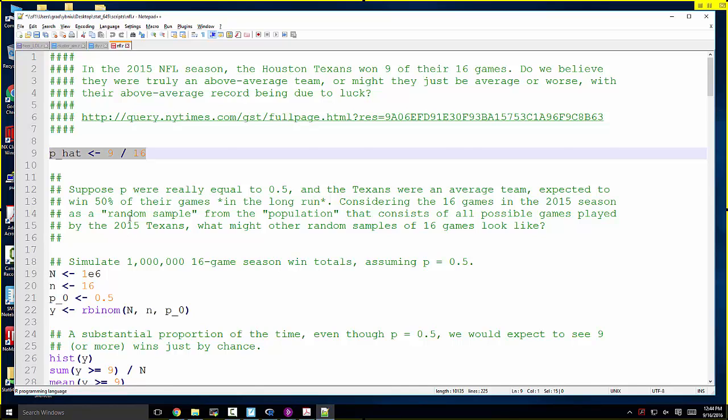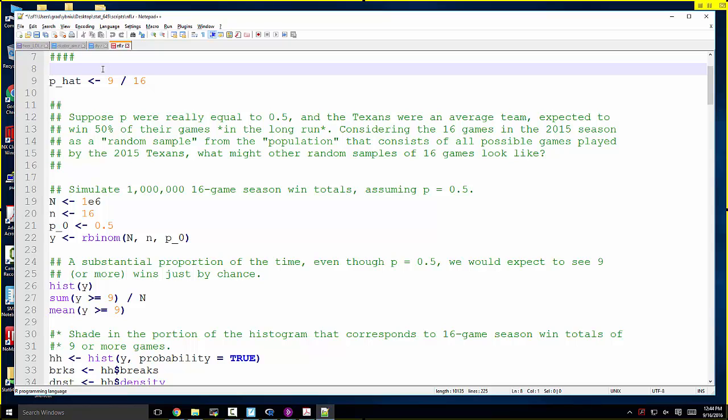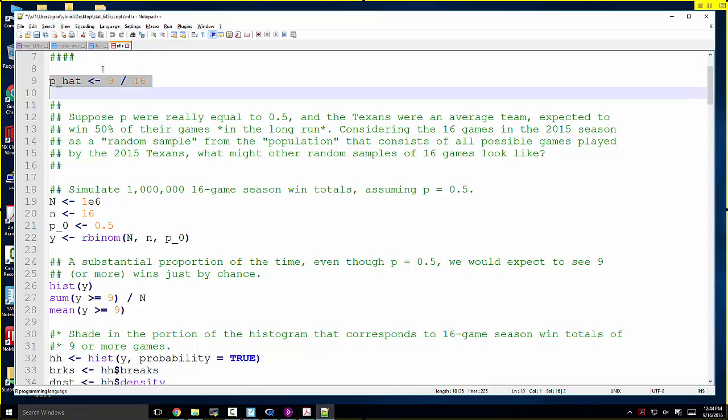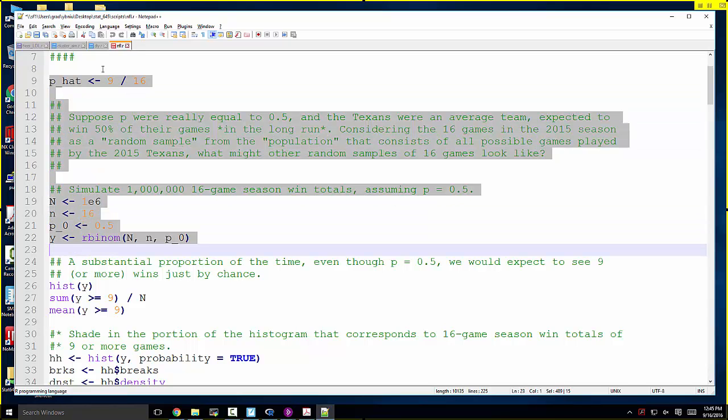We talked last time about how a p-hat, like we have up at the top here, a sample proportion, which is an example of a sample statistic, is a random variable. If we had multiple 16-game seasons from this same team, we would see different estimates of p for them. This season they won 9, the next season they won 7, then they won 8. It'd be randomly varying. So we simulated a whole bunch of 16-game seasons.